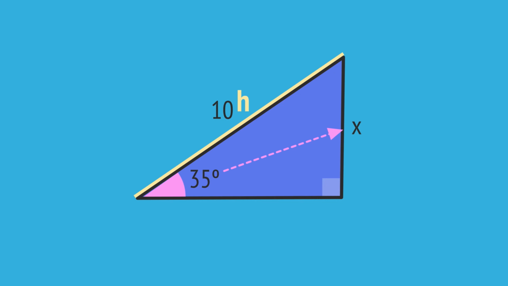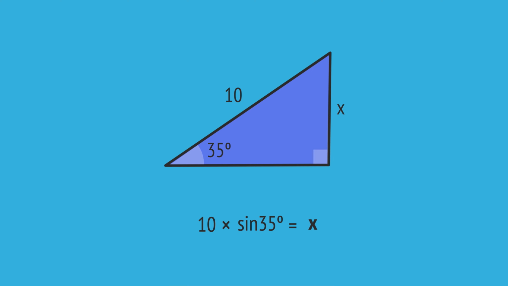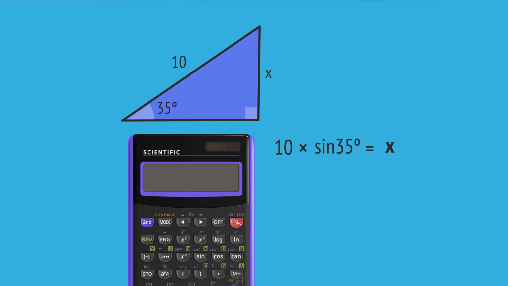In this video, we'll see how to work out the length of a side in a right-angled triangle given one angle and one side. This will involve labeling the sides, choosing the trig ratio, substituting the values, rearranging the formula, and then using a calculator to find the side length.